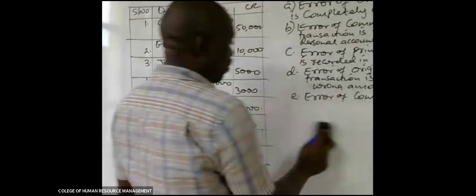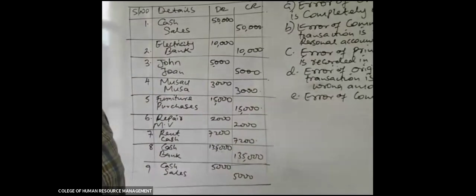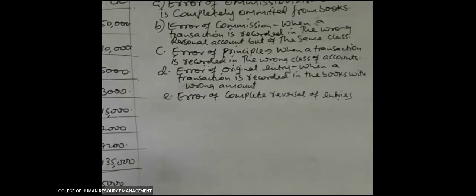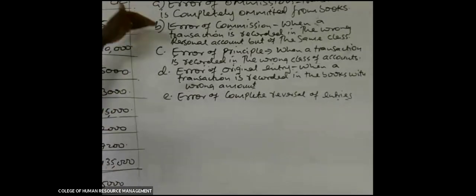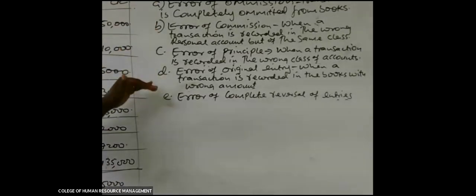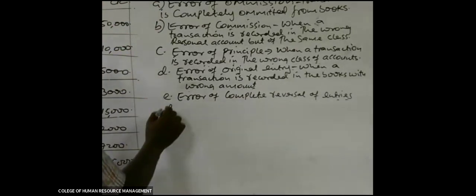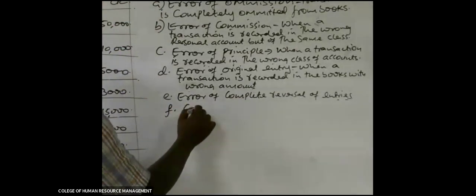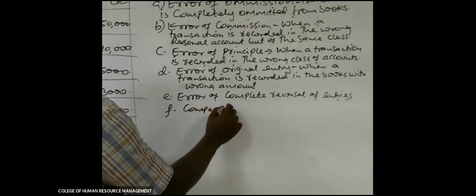Then the other two, I just mentioned them. Apart from the first 5 that we have discussed, the error of omission, commission, principal, original entry, and complete reversal, we also have the compensating errors.